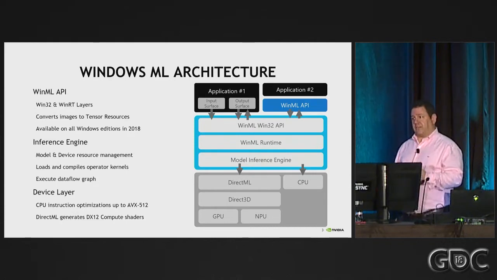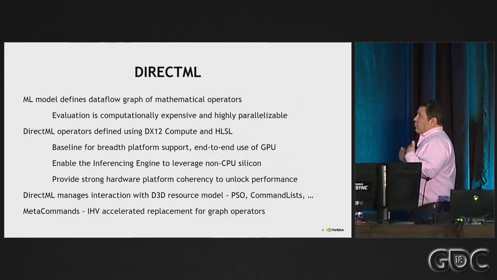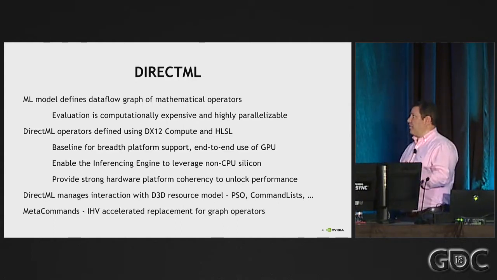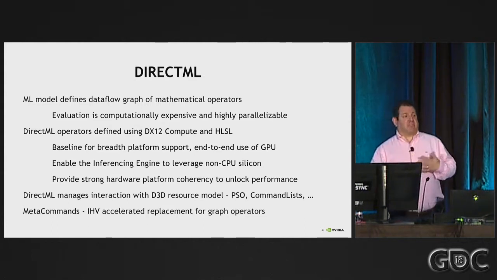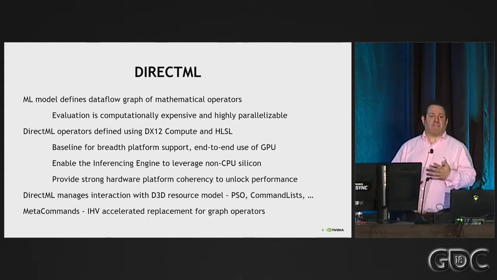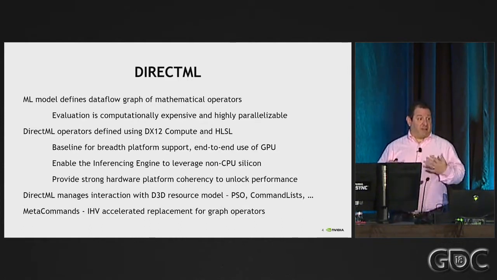So what we call that technology is DirectML. Really what DirectML is about is to take that data flow graph of operators and project it onto the hardware. The interesting thing about machine learning is that it's very much like the graphics workflow in that it is a very intensive workflow in terms of compute, and it is also very, very parallelizable. So we use those same patterns.